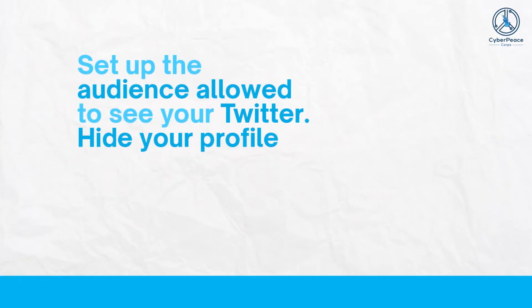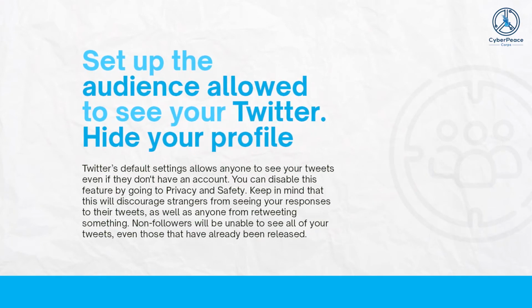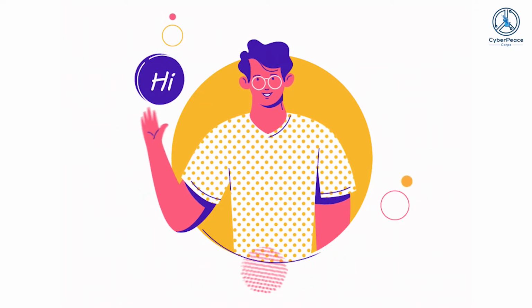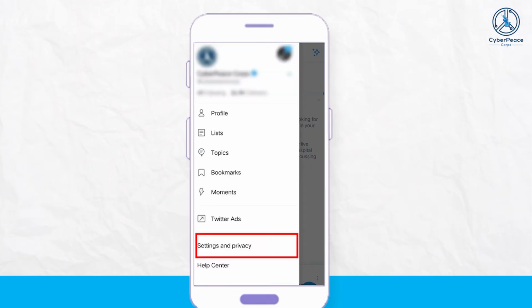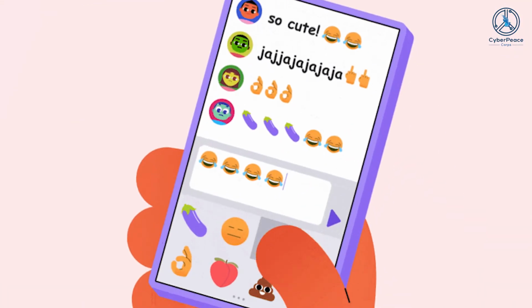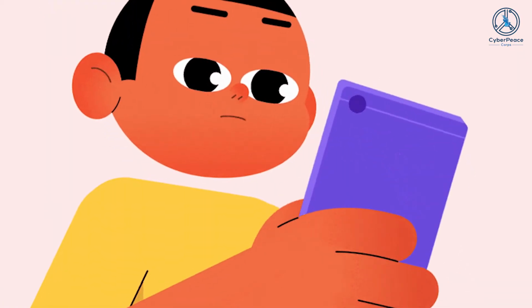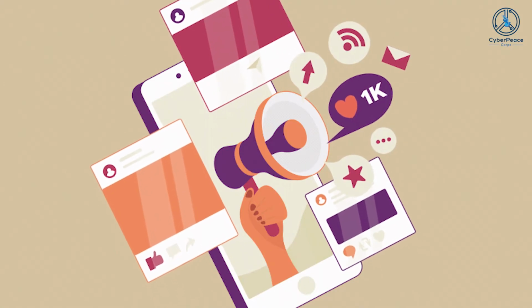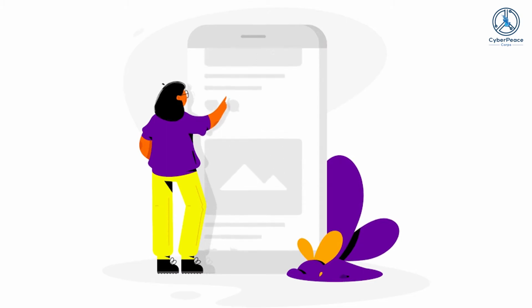Set up the audience allowed to see your Twitter. Hide your profile. Twitter's default settings allow anyone to see your tweets even if they don't have an account. You can disable this feature by going to Privacy and Safety. Keep in mind that this will discourage strangers from seeing your responses to their tweets, as well as anyone from retweeting something. Non-followers will be unable to see all of your tweets, even those that have already been released.